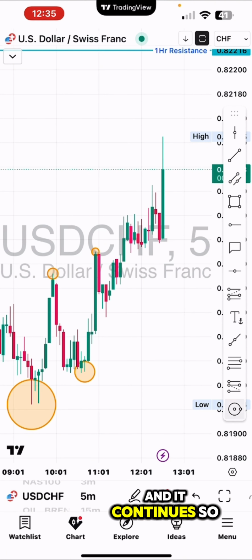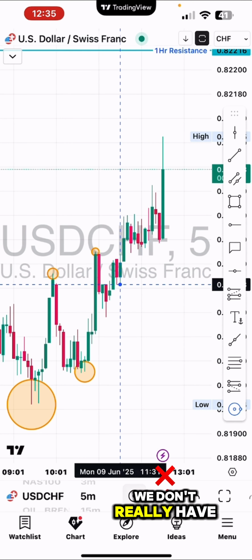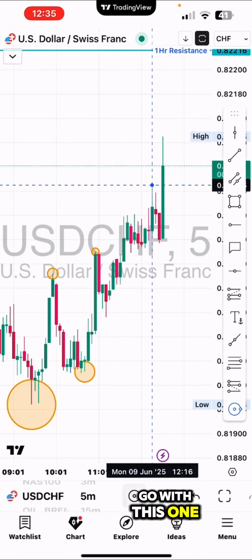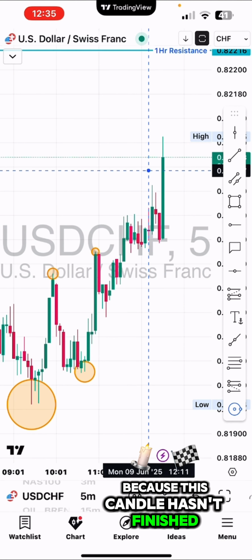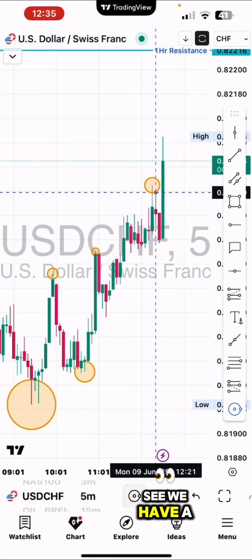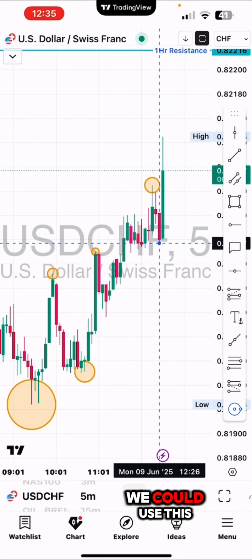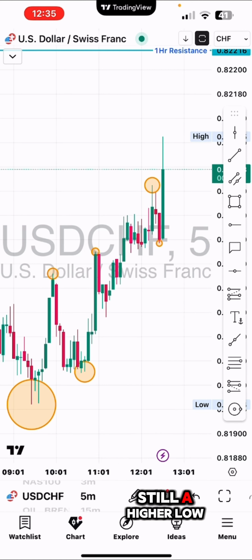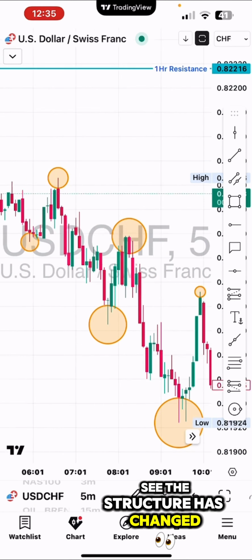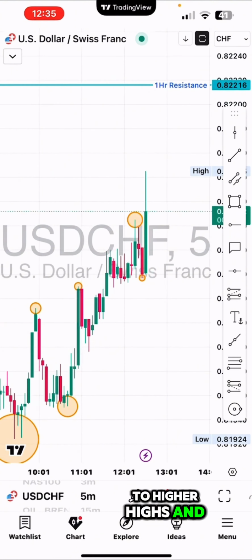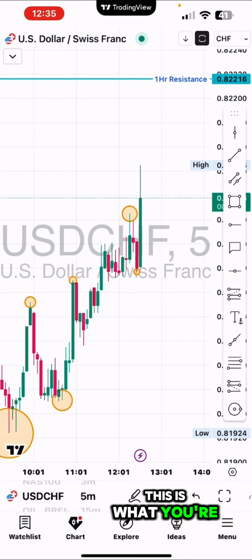And it continues. So as you can see, we don't really have much of a structure to show a low here. So I'm just going to go with this one for the time being because this candle hasn't finished. So as you can see, we have a higher high again. Now, if you really want, we could use this one. Either way, it's still a higher low. I'm trying to get the right word out. So as you can see, the structure has changed. It's gone from lower highs and lower lows to higher highs and higher lows. This is what you're looking for.